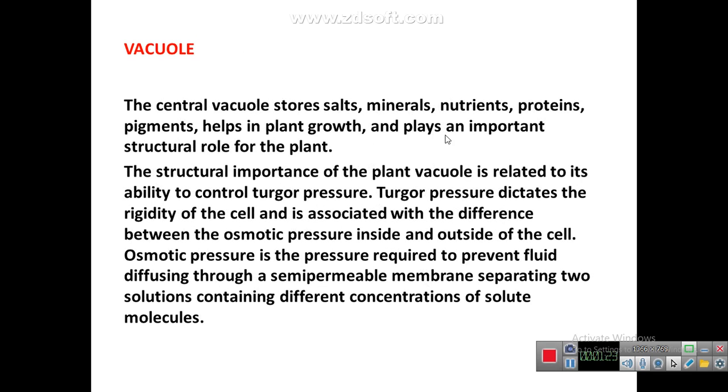Vacuole also contains salts, minerals, nutrients, proteins and pigments that help in plant growth, and also play an important role in the structure of the plant. Regarding the structural importance of the plant vacuole, it is related to turgor pressure. Since its size is large, more water or fluid sap is deposited in it, due to which turgor pressure develops, plant cells become turgid and plants therefore remain erect.